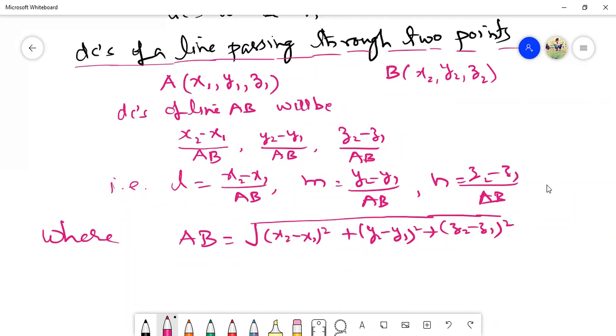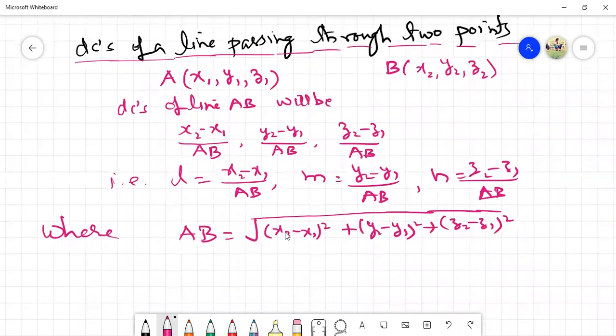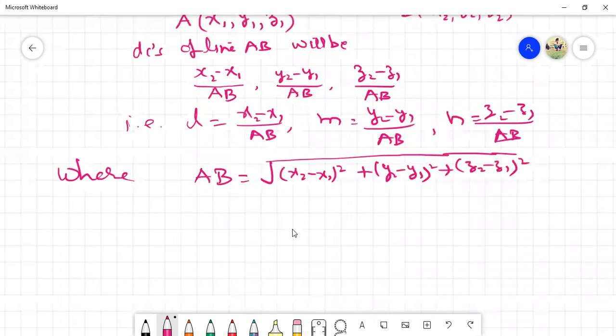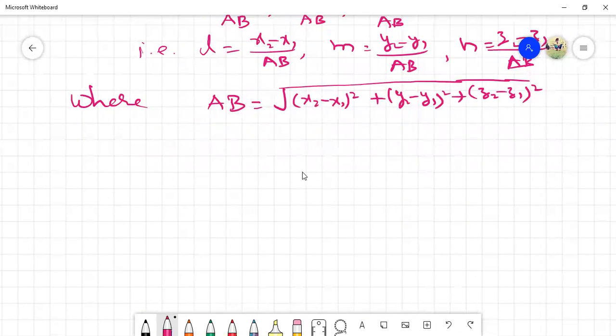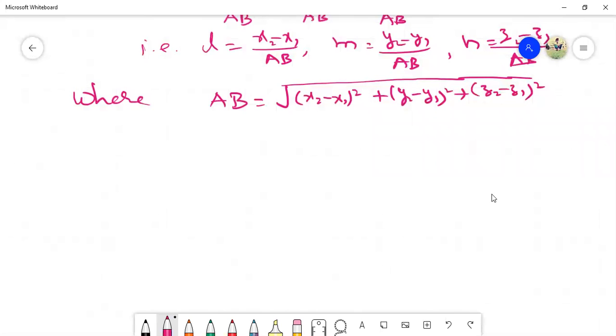Just find the distance and you can put in the above formula. You can get the DCs of a line. Then what about the DRs of a line? Direction ratios of a line.